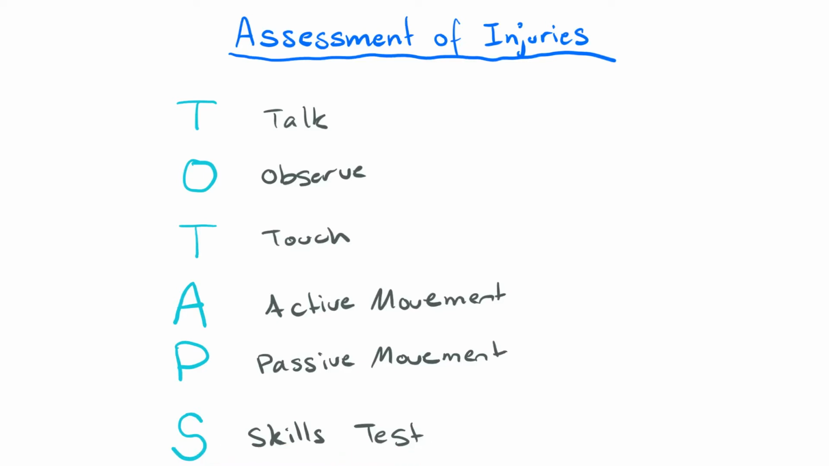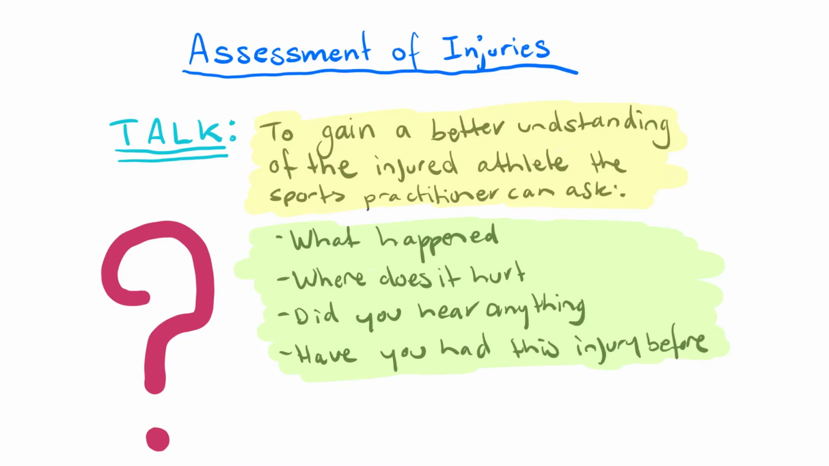Now for the remainder of the video, we're going to talk you through each step and have a look at what sort of things the practitioner would ask at each stage and how this enhances our assessment of the injuries. So this first stage, talking. The reason we talk to the athlete is to gain a better understanding of the injured athlete, and to try and work out what sort of injury has occurred or what's actually happened to cause this injury.